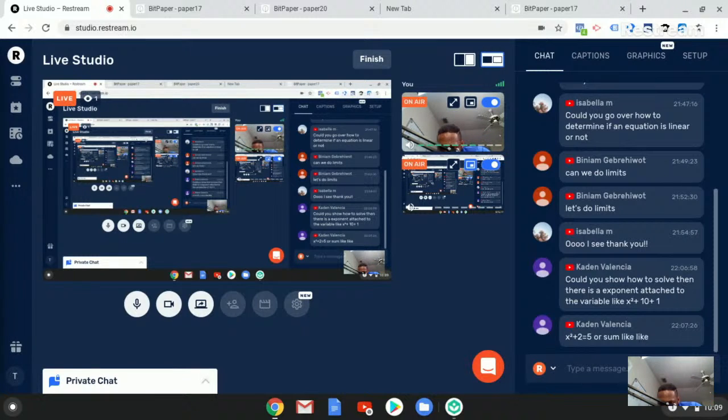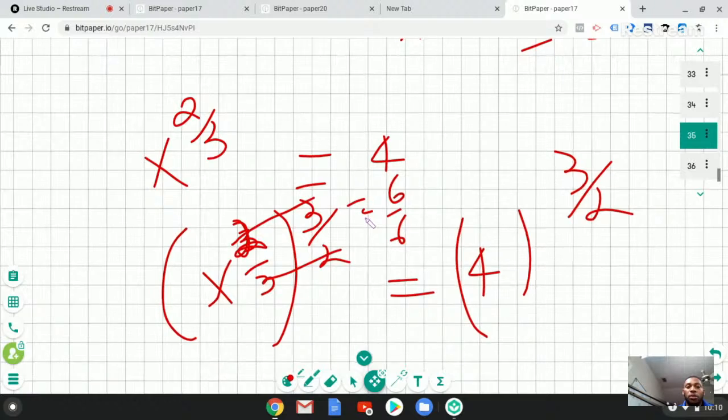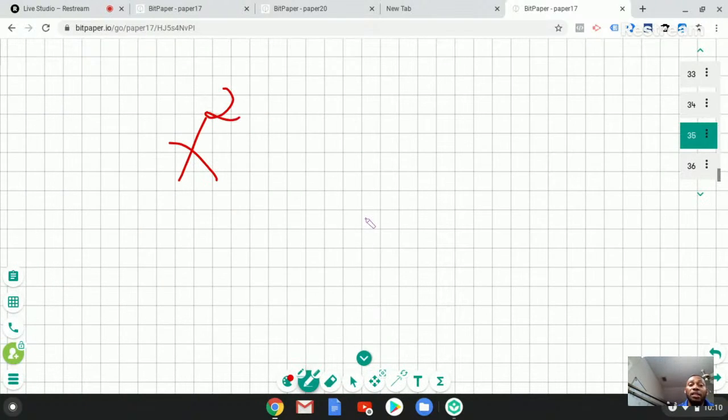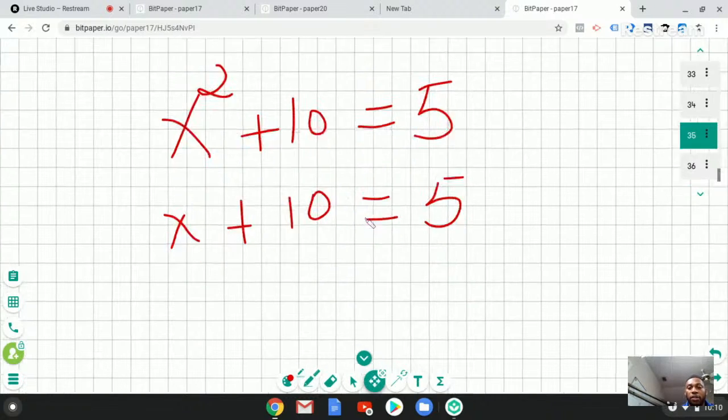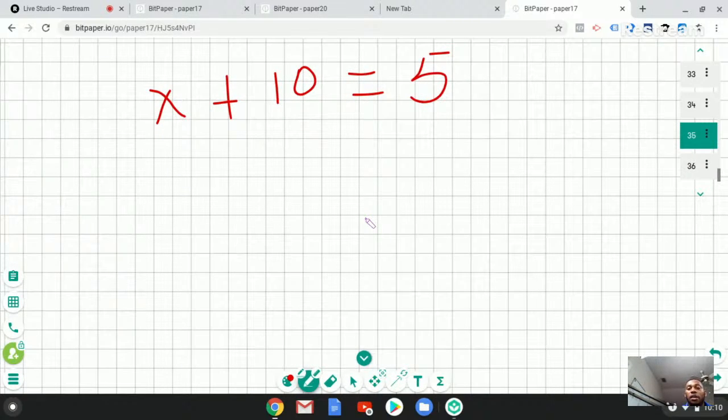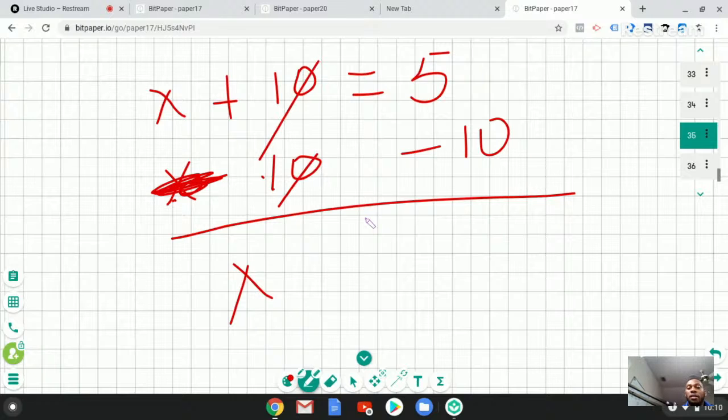So let's say you're solving x squared. It's the same thing I was saying earlier. Let's say you have x squared plus 10 is equal to 5. You still solve it the same way that you would solve x plus 10 is equal to 5, but when you get to the end, you do something different because you have x squared, not x. So let's ignore the square for now: x plus 10 is equal to 5. What I would do, Kendon, is take away 10 from both sides. Subtract 10 from this side, subtract 10 from this side, and then that 10 is gone. x is equal to negative 5, right?